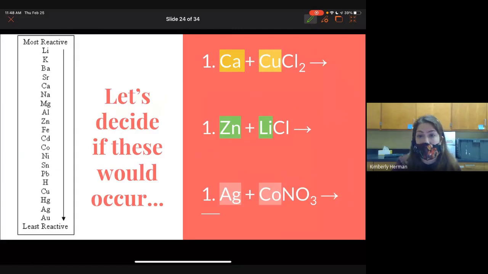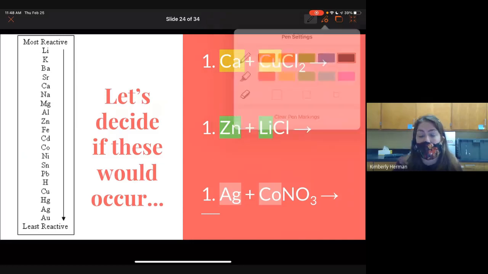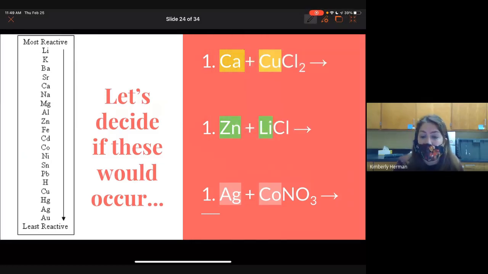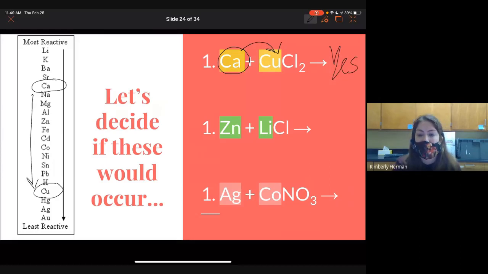So let's decide what's happening with these reactions and if they would occur. So notice that I highlighted it to make it a little bit easier to see. So we're asking ourselves, would Ca be able to replace Cu? So we're going to find Ca right here, we find Cu down at the bottom. So can Ca go down and replace Cu? That would be a yes. Okay, our next one, we're going to see Zn and Li. So we find Zn, we find Li. Can it go up and replace? No, so that reaction would not happen because Zn is not as reactive as Li.